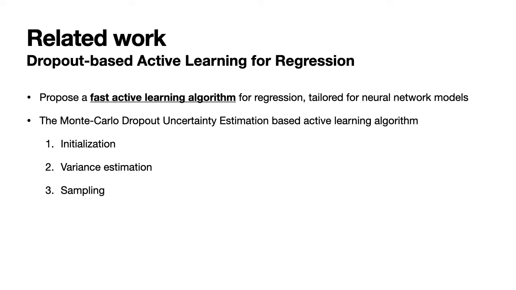I referred to this paper to implement the active learning method for regression too. It proposed a fast active learning algorithm for regression tailored for neural network models. Active learning is a framework in which a machine learning algorithm may choose the most informative, unlabeled data samples and ask an external worker to annotate them.